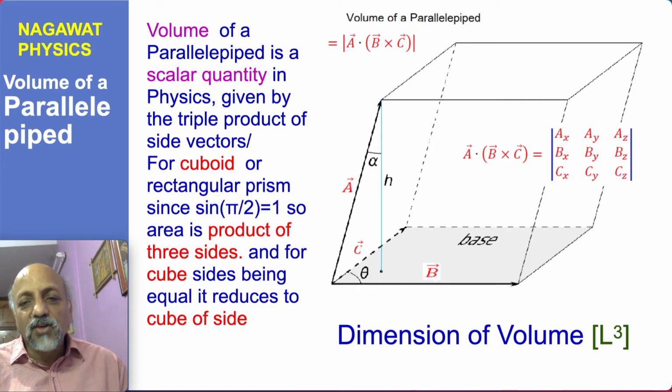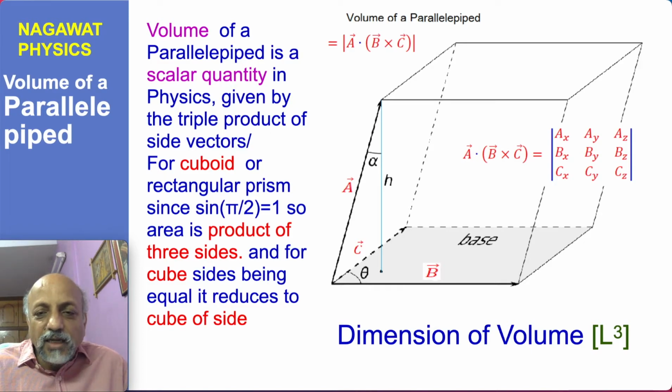And cube is a special case of cuboid when the sides are also equal. So the volume will become the cube of the side, and that is the name cube. Cube of a side. A cube is having all the three sides equal and inclined at 90 degrees to each other.